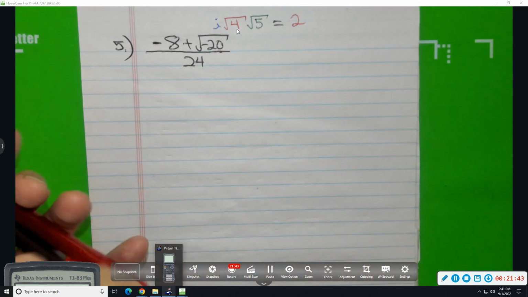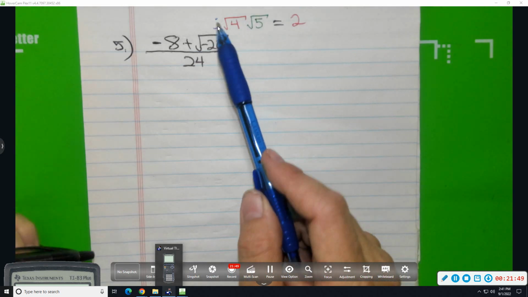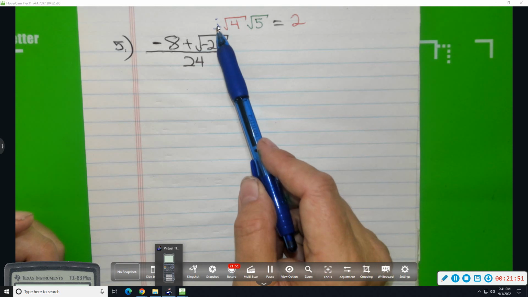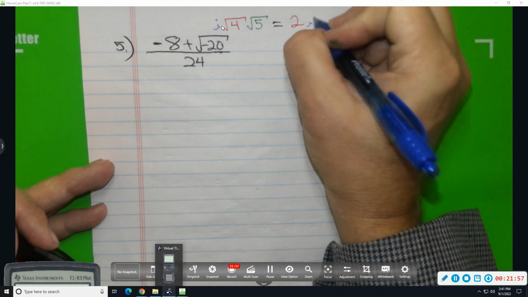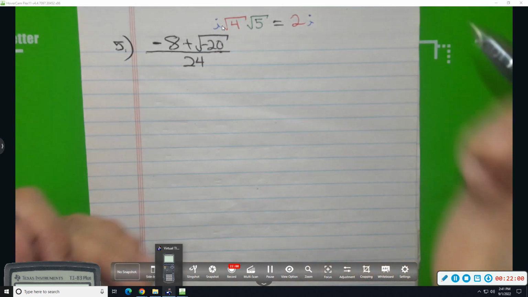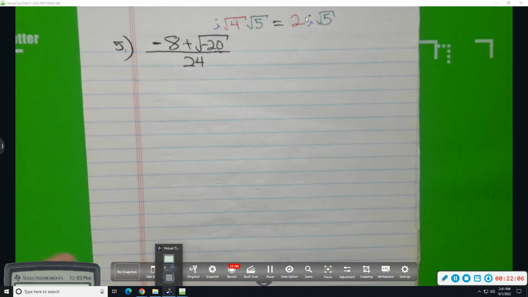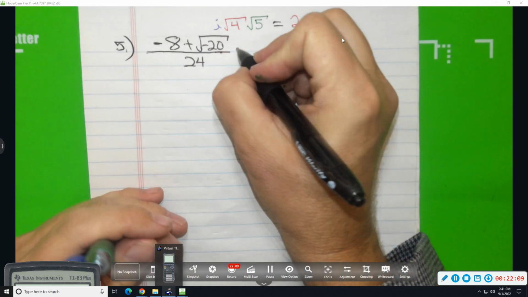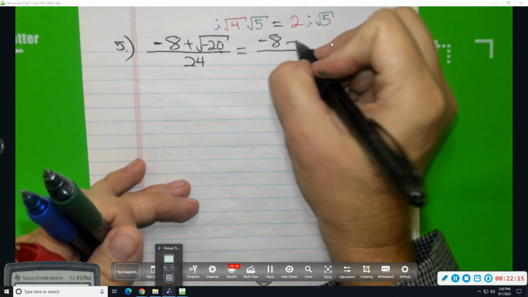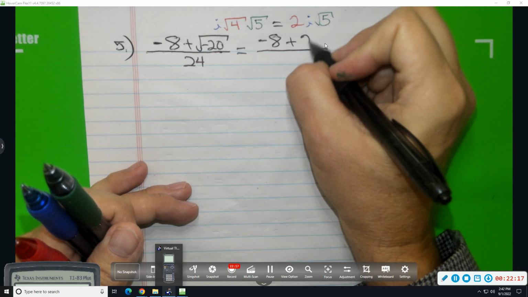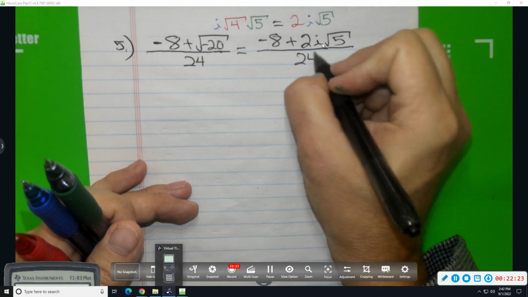Multiplication is commutative, and so it's standard practice, if there's a coefficient on that i, we put it in front. We don't write i2, we write 2 and then the i, and we're left with what? Square root of 5. I agree. You write the i in front of the square root, if there's a square root. So we have a -8 plus that 2i square root of 5 all over 24.